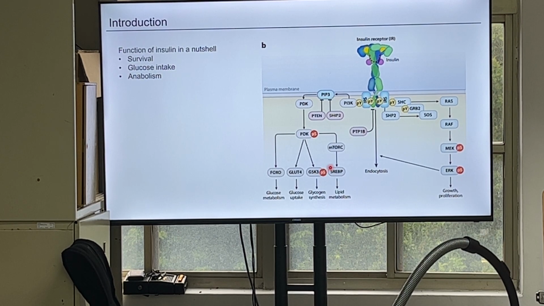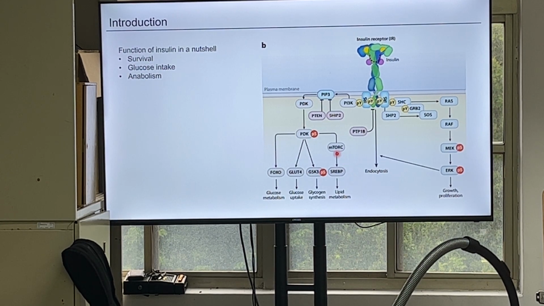When this kinase is phosphorylated, the effect is inhibitory. So you can imagine that without insulin, this unphosphorylated kinase is active, and it can phosphorylate glycogen synthase, making the enzyme lose its activity.